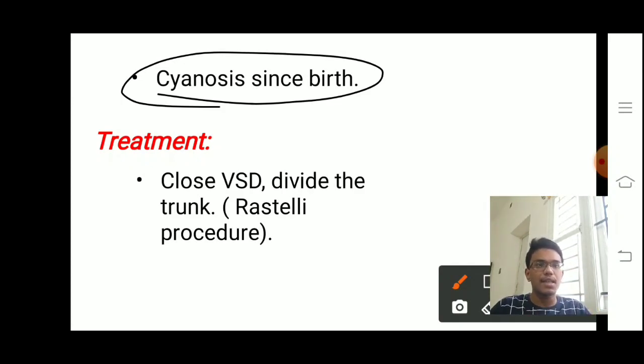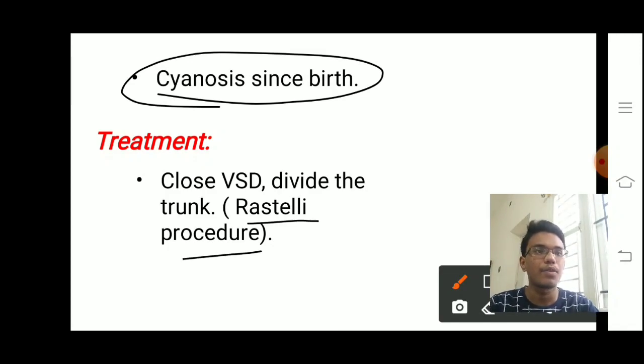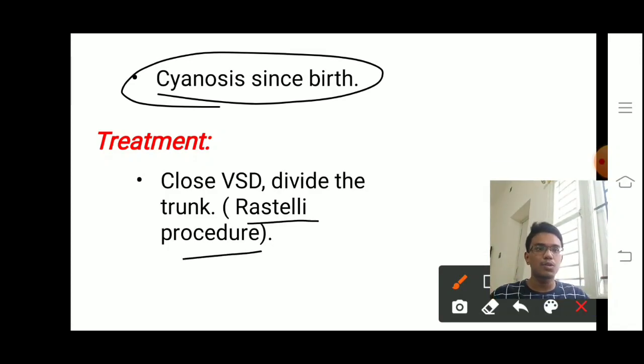There is a VSD, there is a single vessel, so you will close that VSD, ventricular septal defect, with the help of a Dacron patch or something, and you will divide the trunk into pulmonary artery and aorta from the initial portion, right? So this procedure has a special name called Rastelli procedure. Okay, so with this we have seen these two conditions, that is truncus arteriosus and transposition of great arteries.